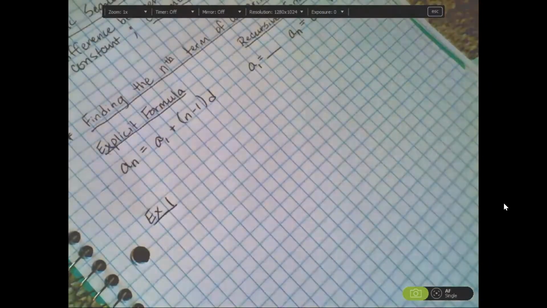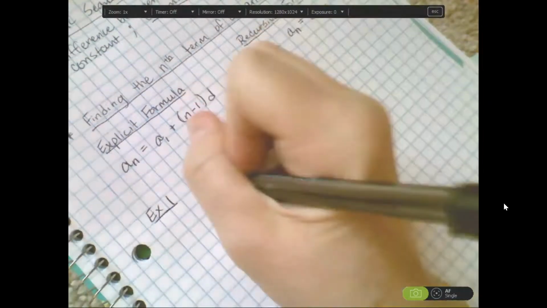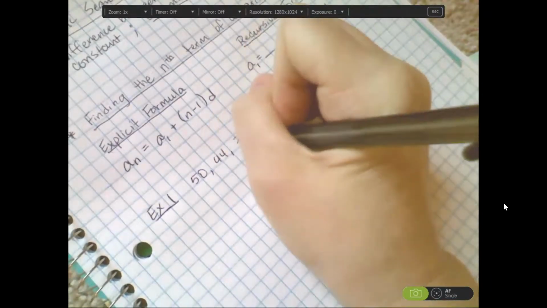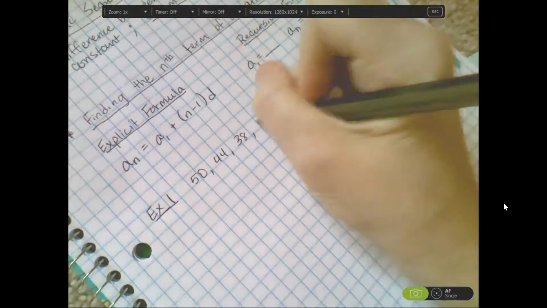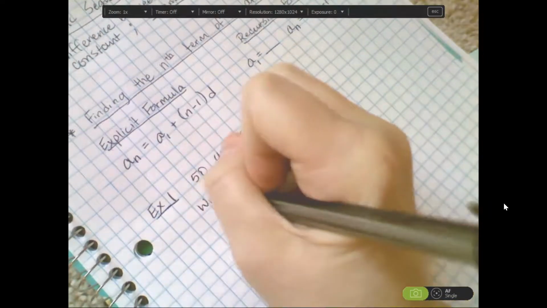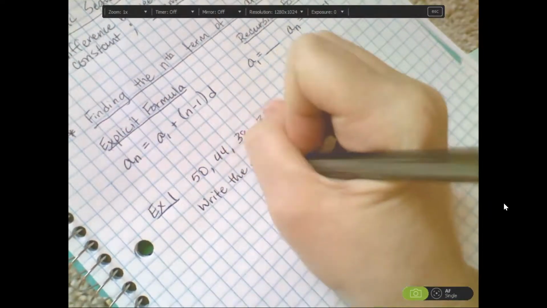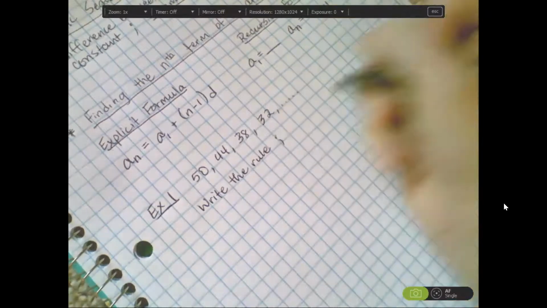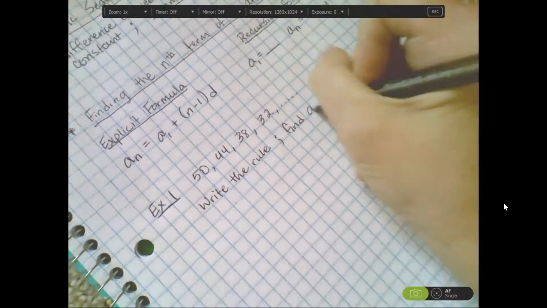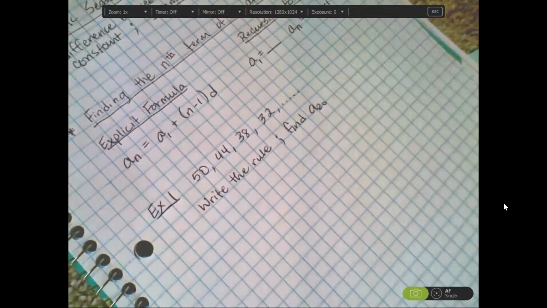Okay, so we are going to be given this sequence, 50, 44, 38, 32, and so on. And we want to do two things. We want to write the rule, and we want to find a sub 20. So we want to find the 20th term.